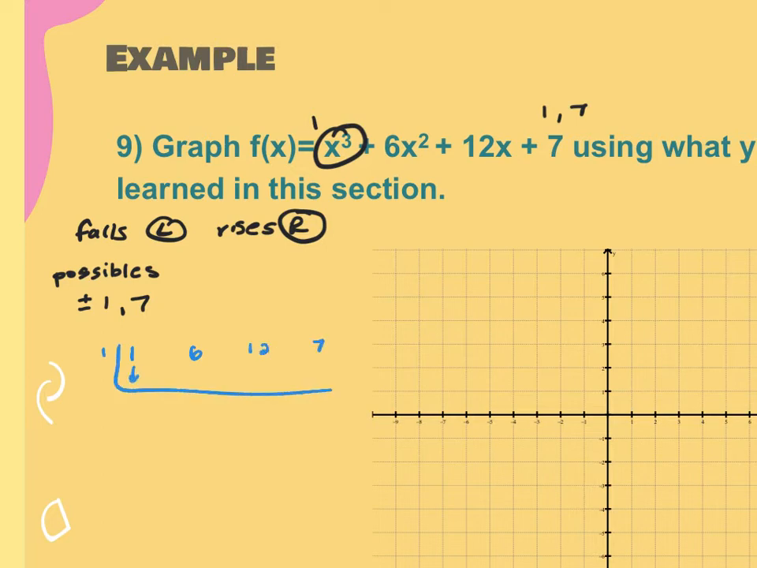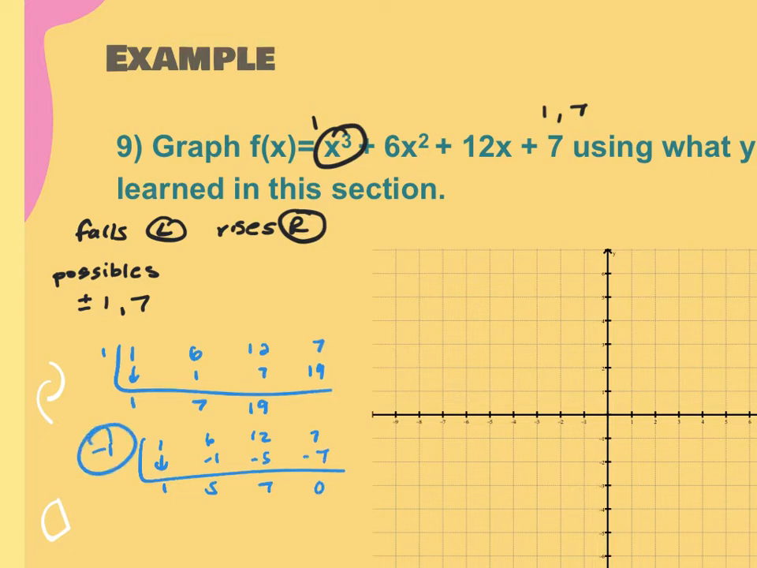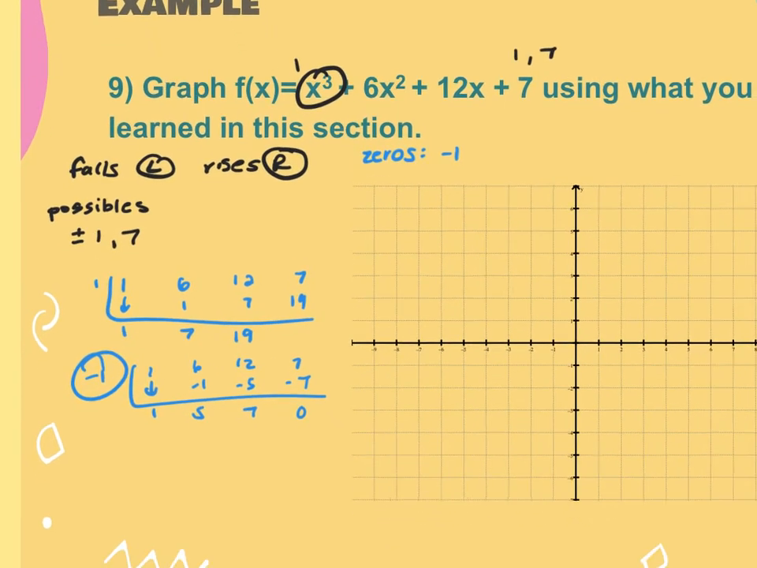Put the 1 on the outside. 1, 1, 7, 7, 19. Not going to work. Negative 1 goes on the outside. 1, 6, 12, 7. 1, negative 1, 5, negative 5. 7, negative 7, and there's the one that works, which is negative 1. So one of my zeros is negative 1 with a multiplicity of 1 for now.